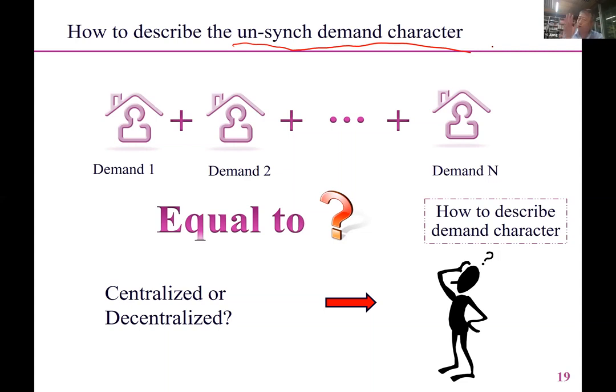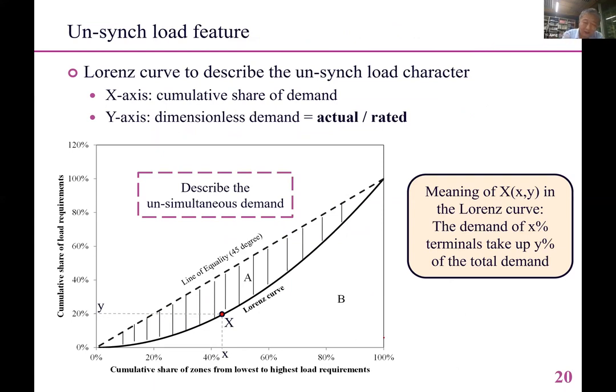Now, if you really find the uncentral demand characteristics, something that influences the centralized system, then when we study that, we do need a way to describe these characteristics, how uncentral the demand is. If you take the horizontal axis as the cumulative share of the demand, and the vertical as the normalized demand, you can find the demand distribution like this curve. That's the Lorenz curve.